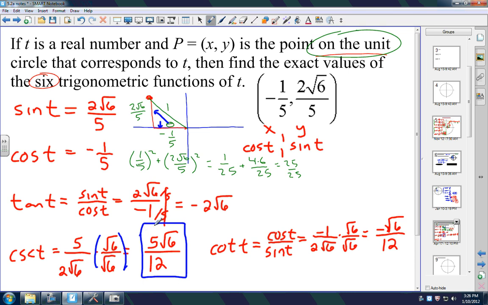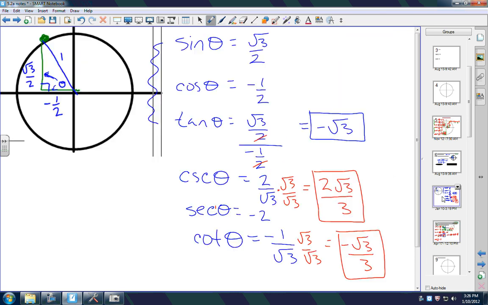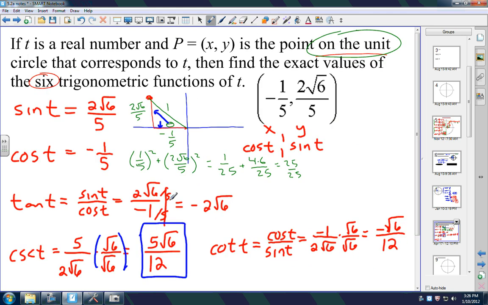Okay, cotangent, take your tangent and flip it. Notice this is written a little bit differently. Instead of a fraction within a fraction, like I did here, this guy's written on the side. Those 5s will cancel out, and you just get that. So we flip it, we rationalize right here, and get your final answer.